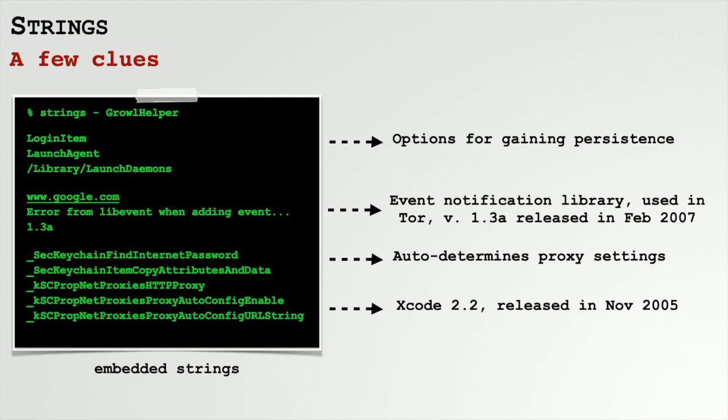The next three, Google, libevent, and 1.3a, I thought was really interesting because libevent is an event notification library that's also used in Tor, and version 1.3a was released in February of 2007. Now, Tor was open sourced in 2002 and developed by the US Naval Research Lab. Libevent was developed by some of the same people.